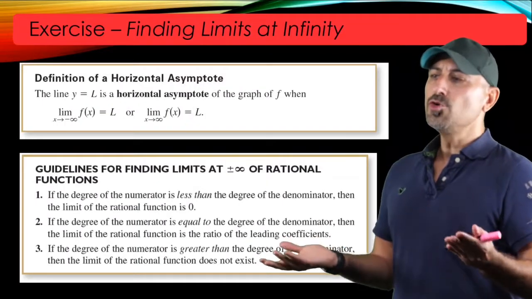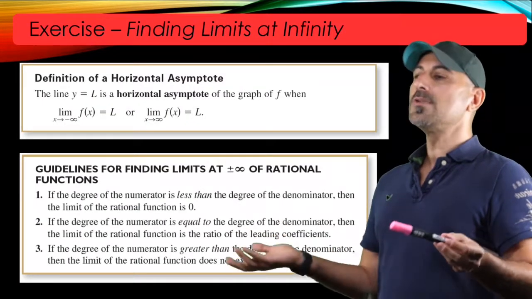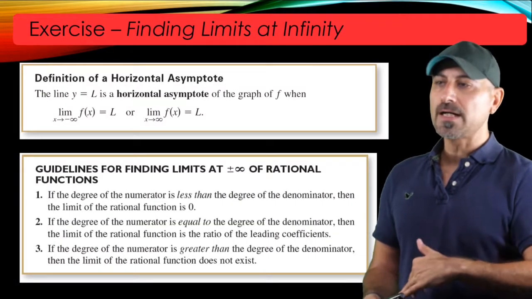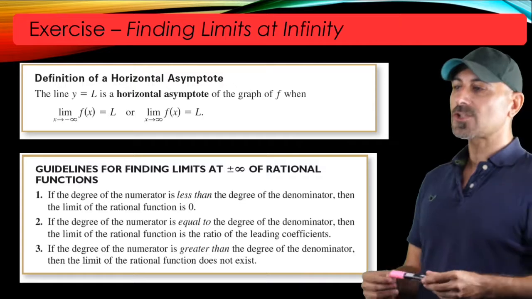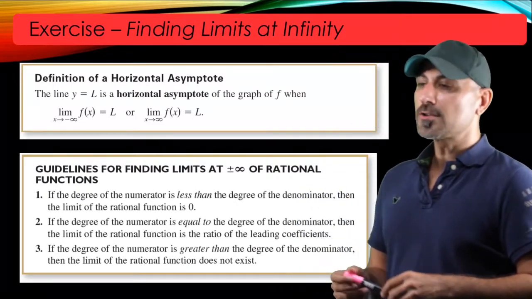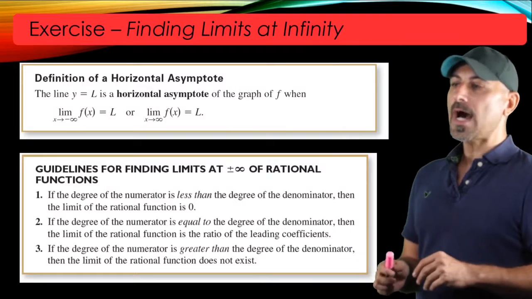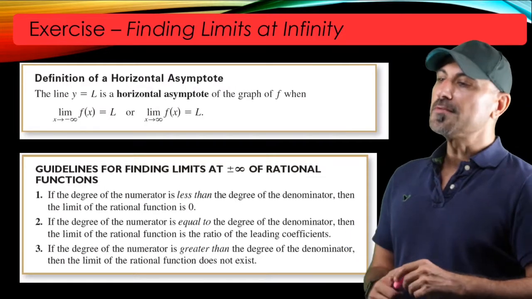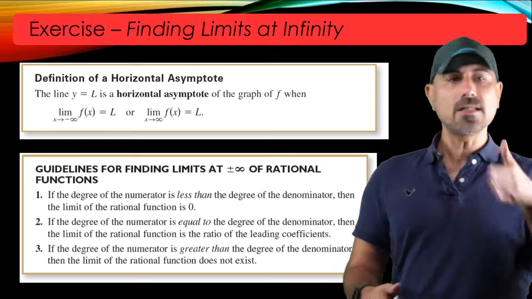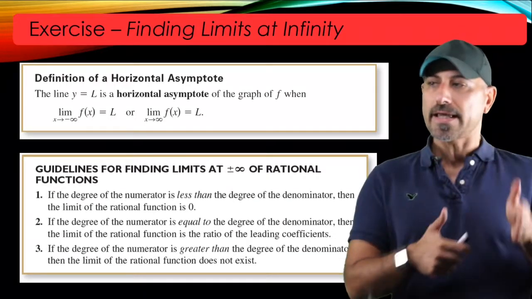If the degree of the numerator is equal to the degree of the denominator, then the limit behavior of the function is determined by the leading coefficients of the rational function. And in the final case, if the degree of the numerator is greater than the degree of the denominator, then the limit of the rational function doesn't exist. So we're going to conclude it as DNE, which stands for does not exist.